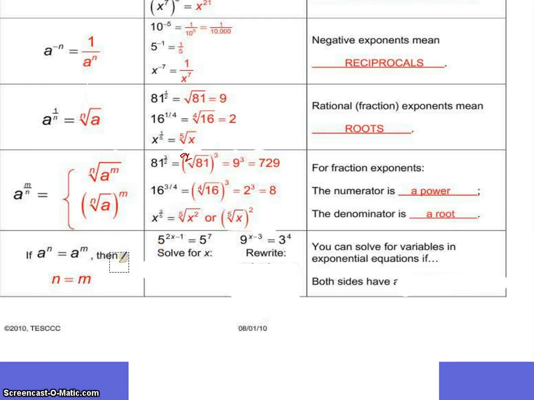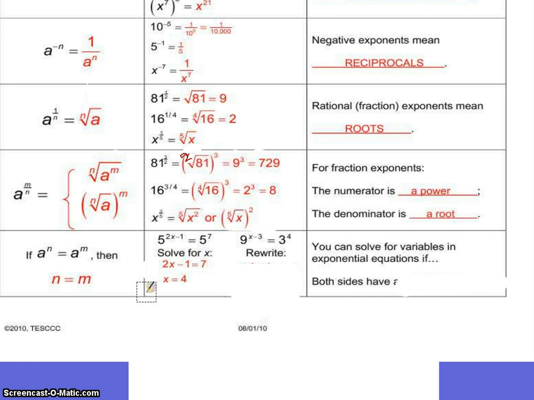So in this case, I have base 5 to the 2x minus 1 power equals 5 to the 7th power. Well, because I know that my bases are the same, they're both base 5, I can ignore my 5 and I can solve for my powers, which is 2x minus 1 equals 7. And I would just solve that like a regular equation. In this case, I take my 1 over, I would get 8, and 8 divided by 2 is 4.